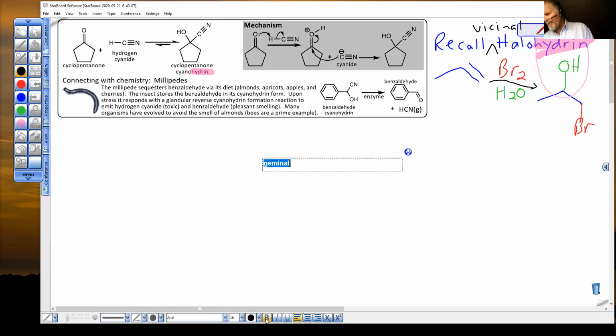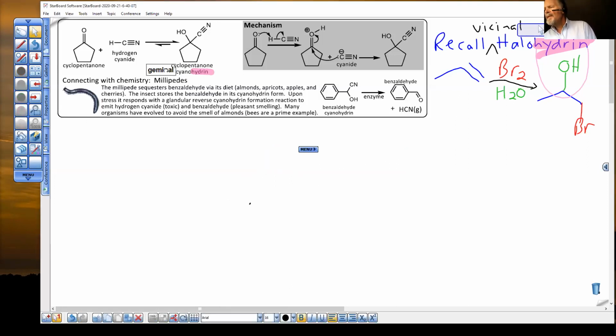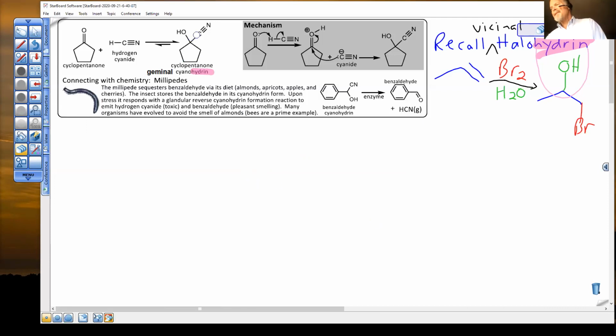Geminal, I believe, is a new word for us. Geminal comes from signs of the zodiac. If you're a Gemini, you know you're named after the twin sign. So they both live on the same carbon is what geminal means. Okay, so we got a couple new words today. Cyanohydrin and geminal. I think you're going to like this mechanism as well.